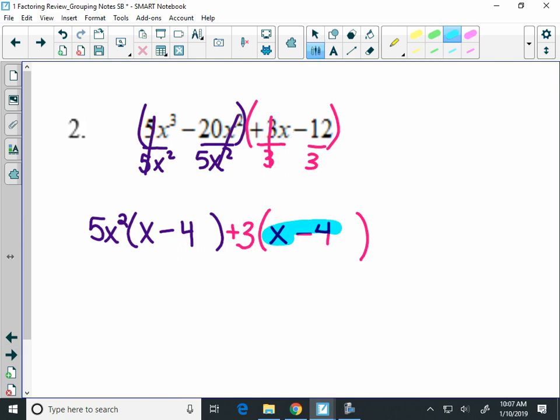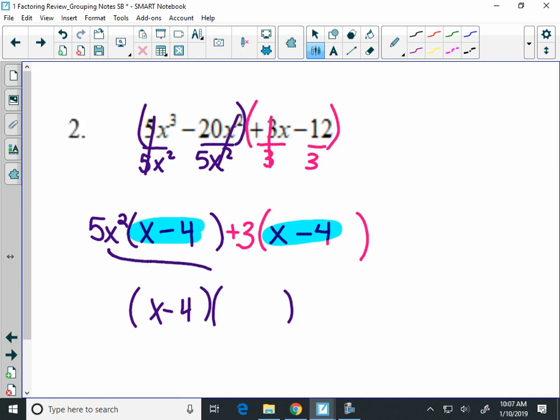Now, just like the last problem, I had 2x plus 2 in both groups, and here I have x minus 4 in both. So that's a good thing. That x minus 4 is going to come down into one of the binomials in your answer. The other set of parentheses gets the GCFs from in front, 5x squared plus 3. And that would be your final factored form.